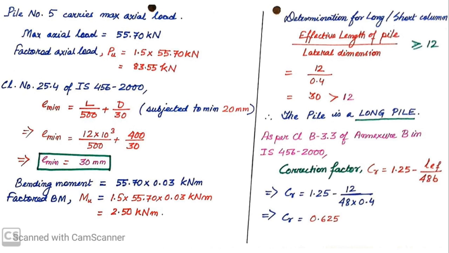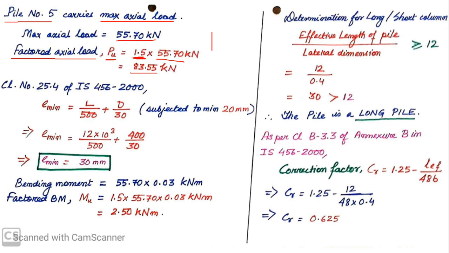So I have written that pile number 5 carries the maximum amount of load, and the maximum load carried is 55.70 kilonewton. Now to this load I will be applying a factor of safety which is 1.5. Whenever I apply a factor of safety, that load is known as the factored axial load and it is denoted by Pu. So when I multiply 1.5 to the axial load, 55.70, I get a value of 83.55 kilonewton. This is my factored axial load.